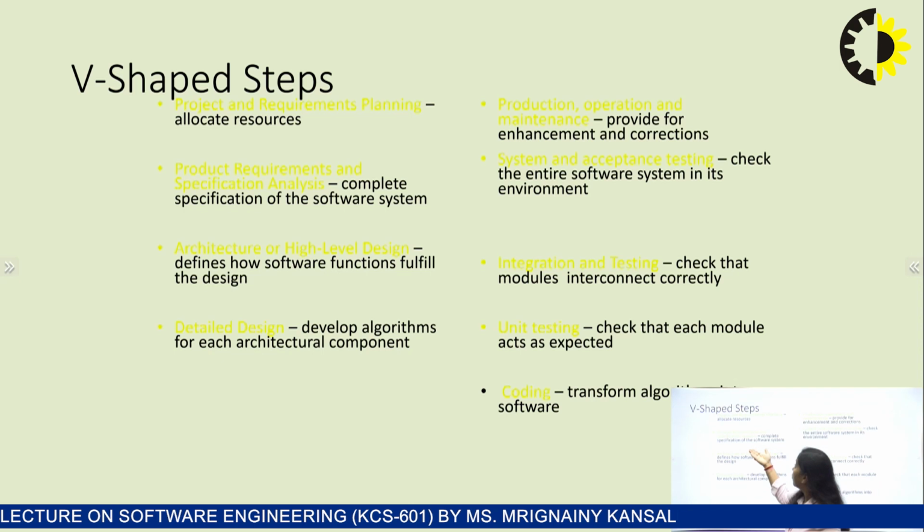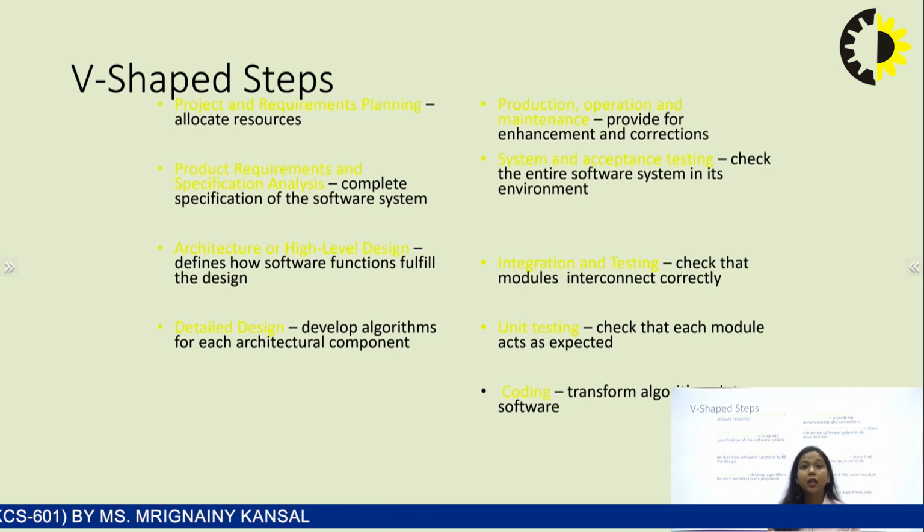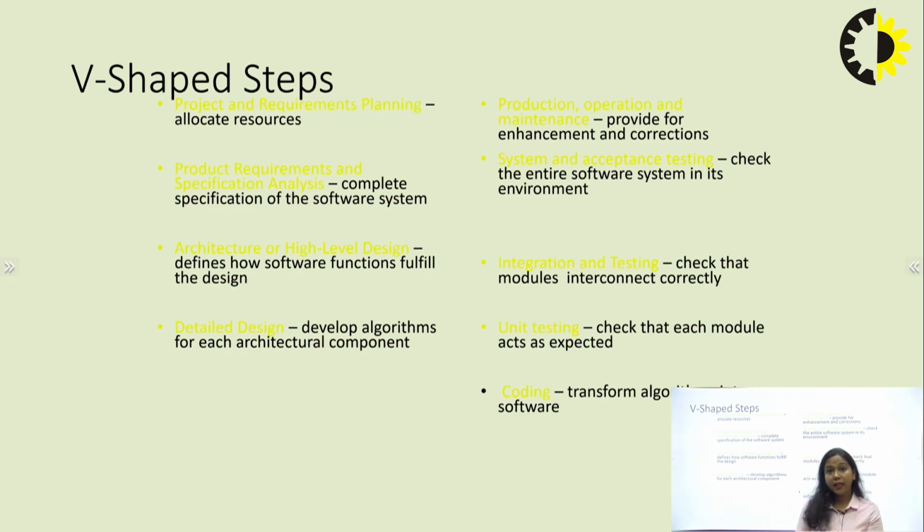When we perform the complete specification of the software system, we check the entire software system and its environment, and how comfortably they can perform their functioning. When we define the function fulfillment, we also check the module interconnectivity. That means at the end, the problem of system integration will not occur, because previously we checked the module compatibility before their interconnection. The unit testing checks that each module acts as expected. That means it works as expected. Then coding transforms the algorithm into the software.